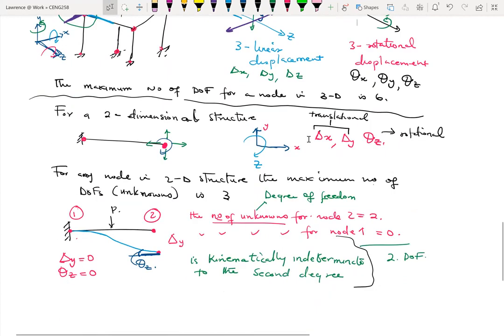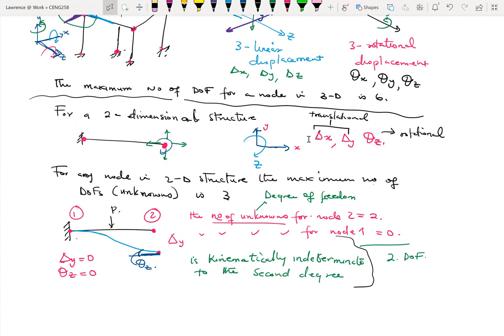So the degree of freedom has to do with the displacement of the node. So can the node displace? If the answer is yes, in which directions can it displace? Then you can know how many ways it can displace. But if it can't, then it means that it has no degree of freedom.